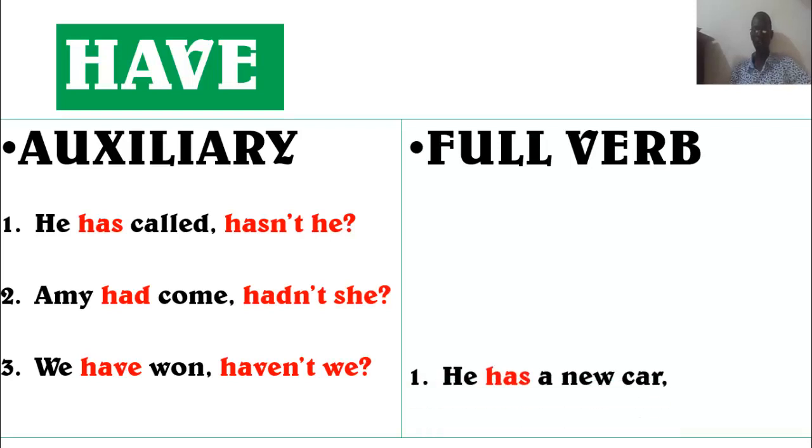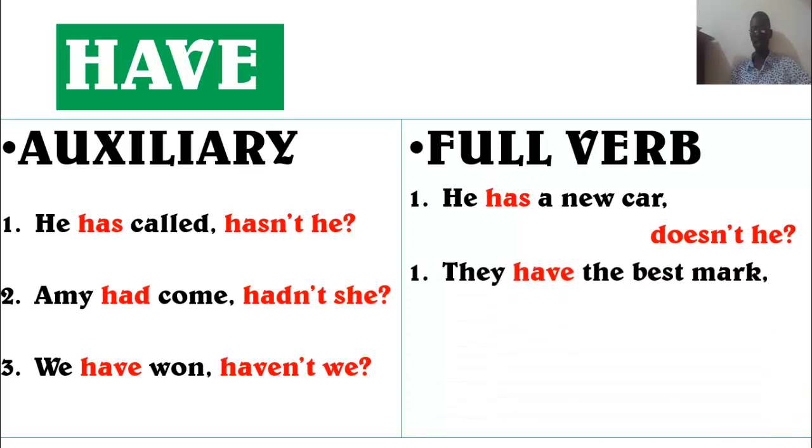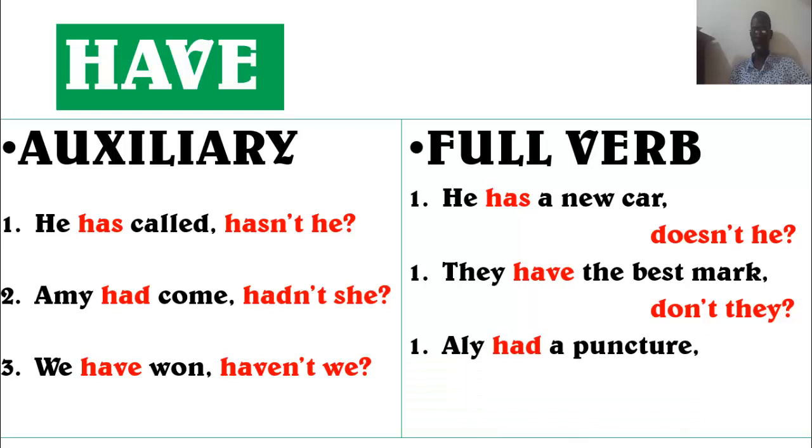So, when have is full verb, comme les verbes ordinaires, to look, to hear, to see, to have, to eat, to listen, c'est d'où qu'on va prendre. He has a new car, doesn't he? They have the best mark, don't they? Ali had a puncture, didn't he? Ici, have auxiliaire, il accompagne le verbe call, le verbe come, le verbe want. Ici, have est un verbe, il n'accompagne aucun verbe, ok, et il a un sens.